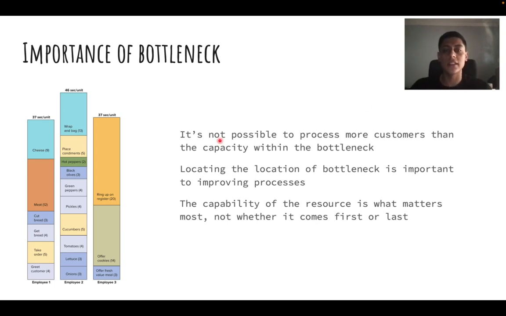The image shown here is a visual representation of the sandwich shop's process flow. We have the time it takes for each step recorded. We have how long it takes to greet a customer. We have how long it takes to, for example, put the meat on the sandwich, how long it takes to wrap and bag, how long it takes to ring up on the register. So we have each step broken down and calculated per time and totaled up here at the top.